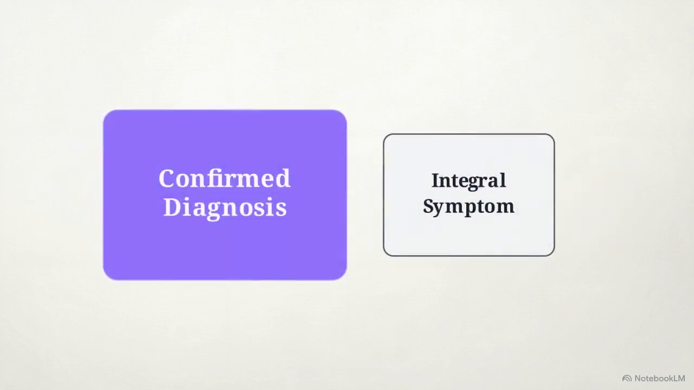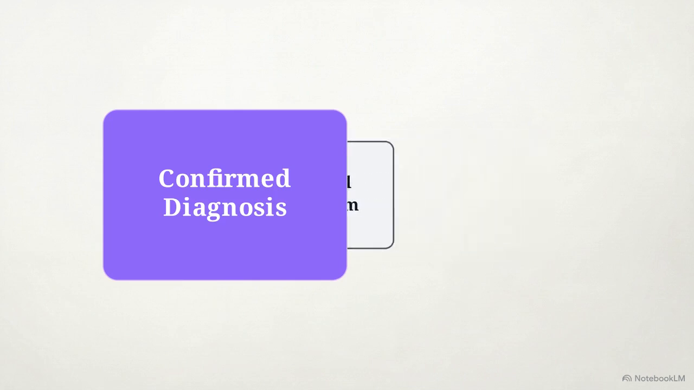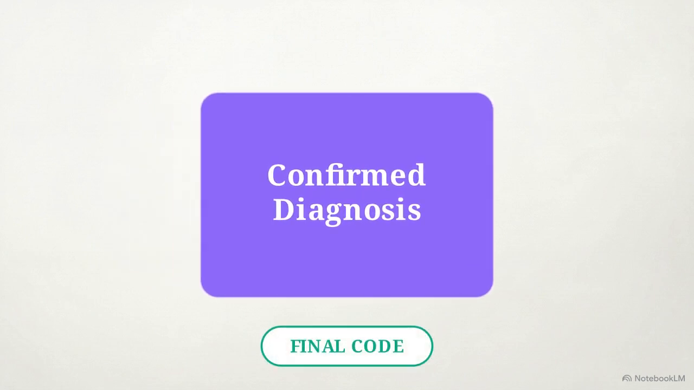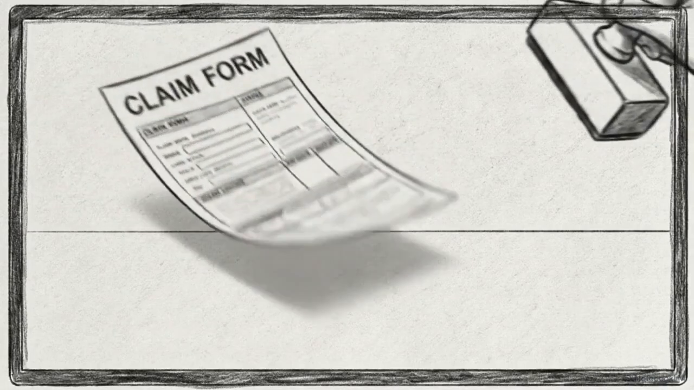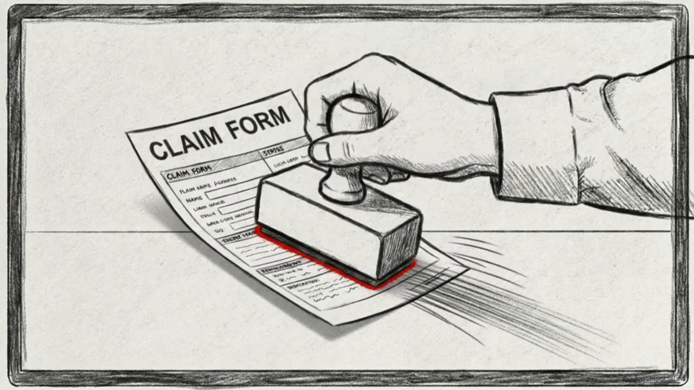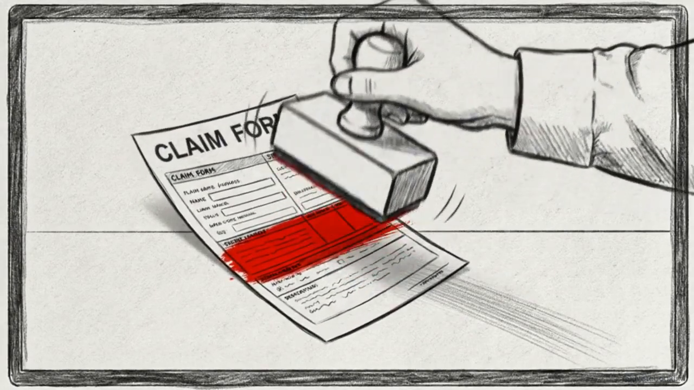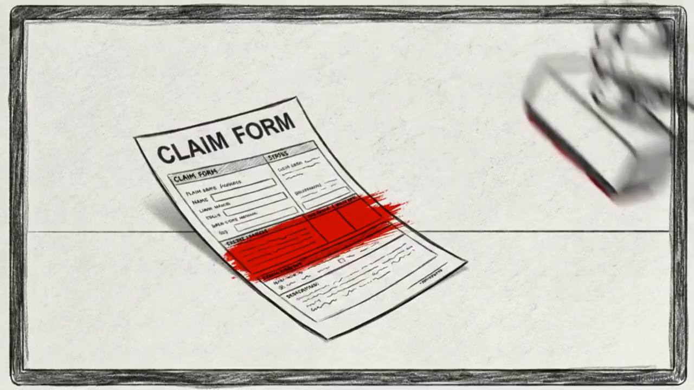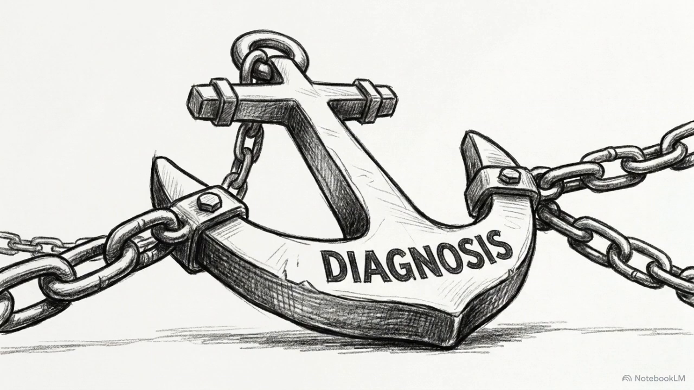The absolute rule for this scenario is clear. Do not code the symptom separately. The core concept here is that the diagnosis replaces the symptoms. The final diagnosis code inherently includes and absorbs the integral symptom code within its definition. Coding an integral symptom alongside its parent diagnosis constitutes overcoding. This is a direct violation of guideline IB4 and frequently triggers claim rejections. A definitive diagnosis acts as a heavy anchor, pulling all expected integral symptoms into a single, unified code.